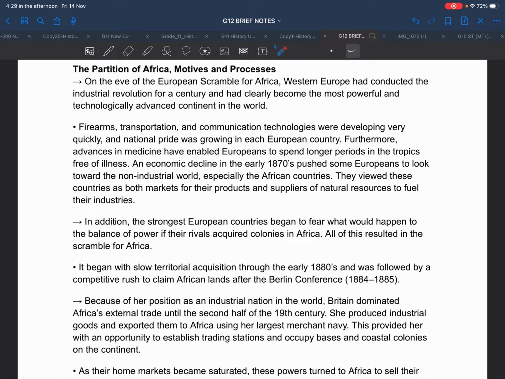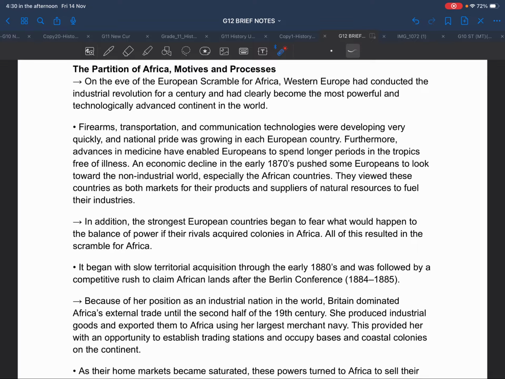Firearms, transportation, and communication technologies were developing very quickly, right? National pride was growing in each European country, every nation trying to have a strong national state or nation state. It was a time for building up their national state, like the case of Germany and Italy.